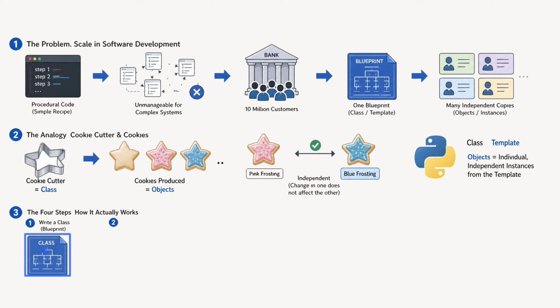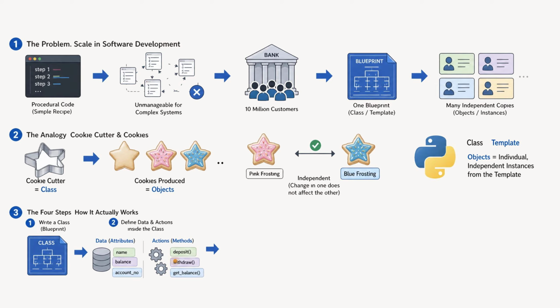First, you write a class which serves as your master blueprint. Second, inside this class, you define 2 critical things. You define the data or attributes that the entity will hold, like a name or balance, and you define the actions it can perform, such as depositing or withdrawing money. Third, you perform an action called instantiating the class. That's simply the technical term for taking that blueprint and creating actual physical objects in the computer's memory.